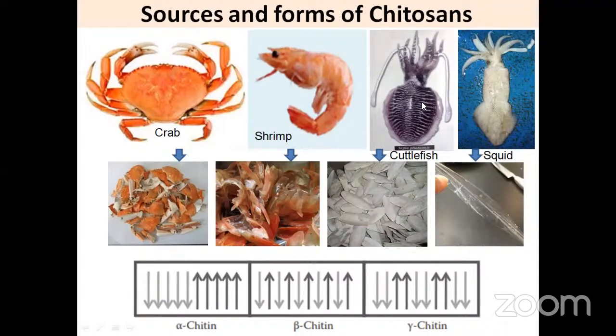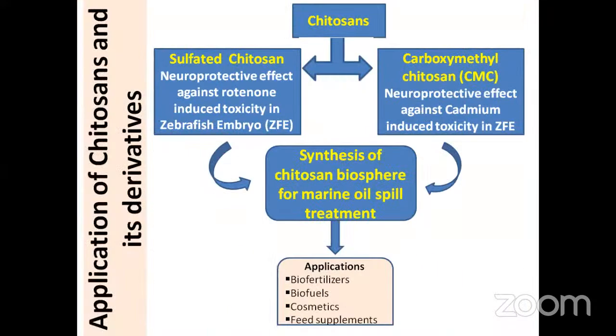So we have taken the cuttlefish. If you are taking cuttlefish, you will have the cuttlebone, which is non-edible, so it is discarded as waste. And this is the squid, which has a gladius, and this is also non-edible and discarded as waste. So we are taking this waste as a resource for a drug candidate. One of my PhD students wants to check the neuroprotective effect of this low molecular weight chitosan against pesticide-induced toxicity in the zebrafish model.